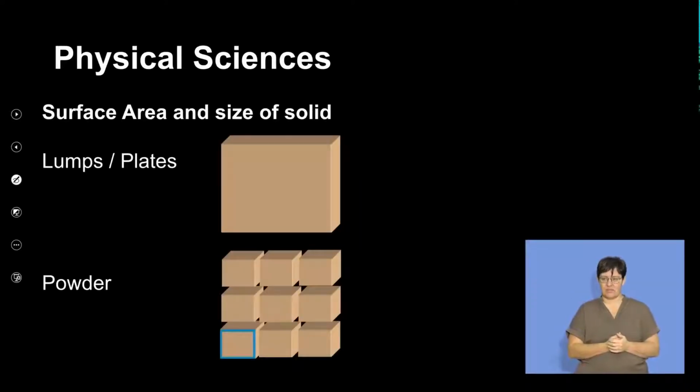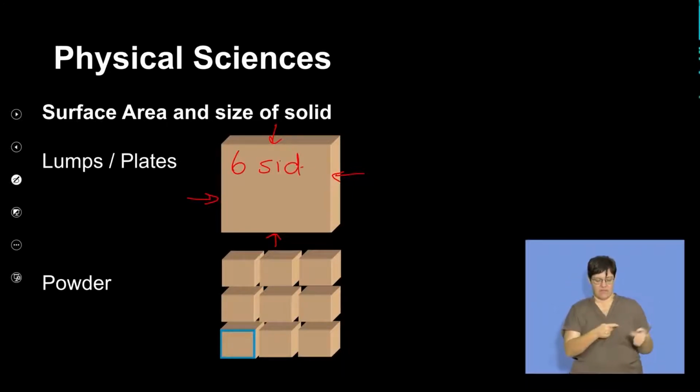So, if we look at what we have in front of us here, we actually have 1, 2, 3 from the front, 4 from the bottom, 5 at the back on this side, and from the back we have here 6 sides that is exposed to this reaction.